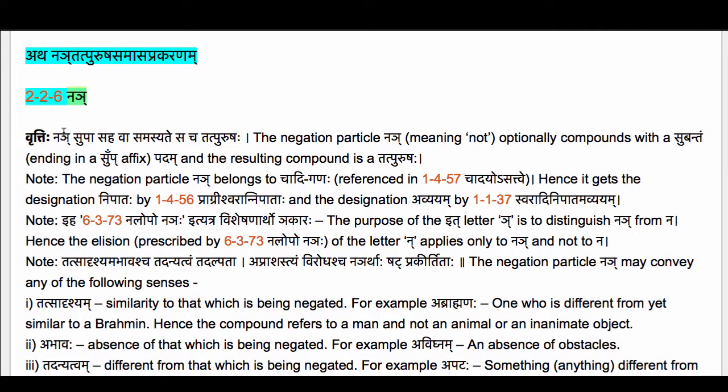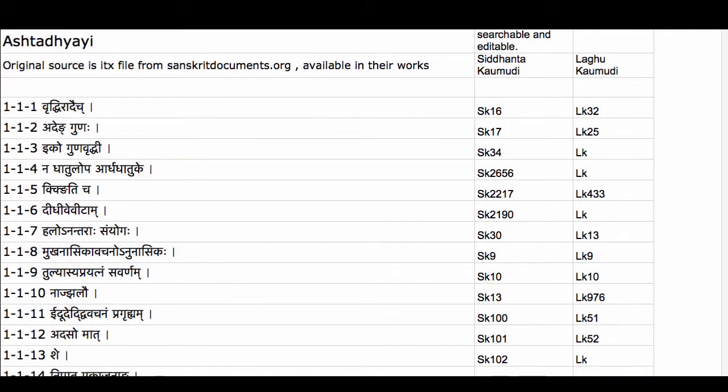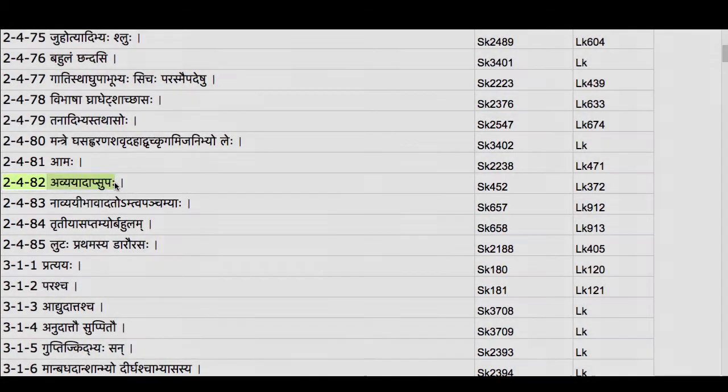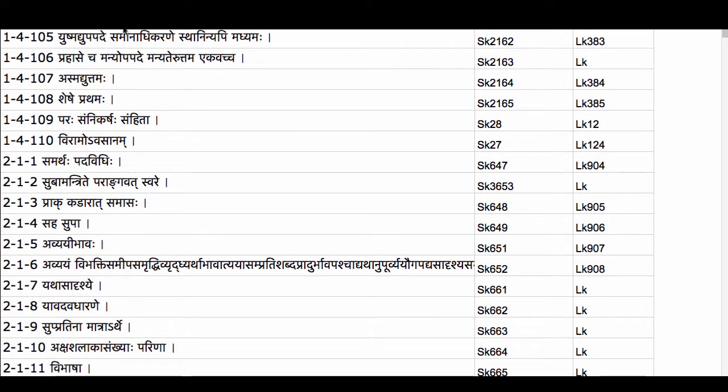Vritti of this sutram says Nyai supasaha vasamasyate Sacha tatpurushaha. The usual anuvrittis are coming down. Anuvritti of sup is coming down from 212 Suvamantrite Parangavatsvare. But here, since Nyai is an avyayam, the Subantam Nyai is simply Nyai because of 2482 Avyayadap Supaha. When we add the default sup affix su to the avyayam Nyai, that affix su takes a look elision by 2482 Avyayadap Supaha. So Nyai itself is a Subantam Padam.